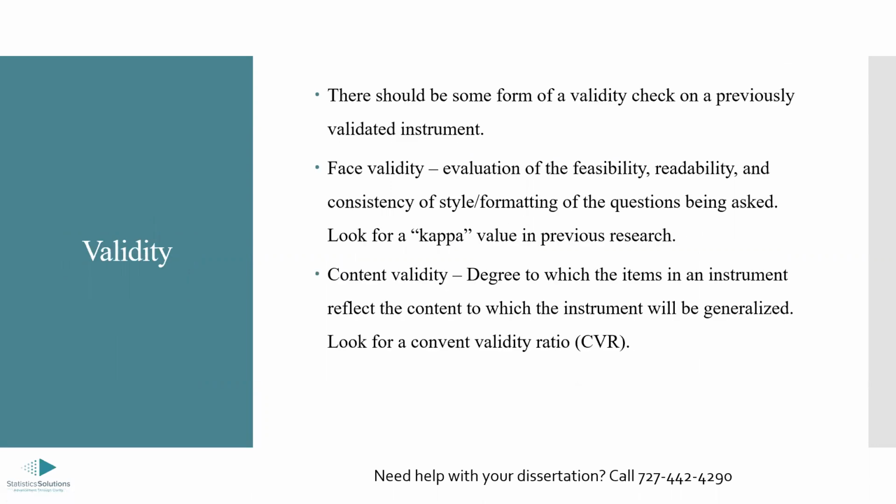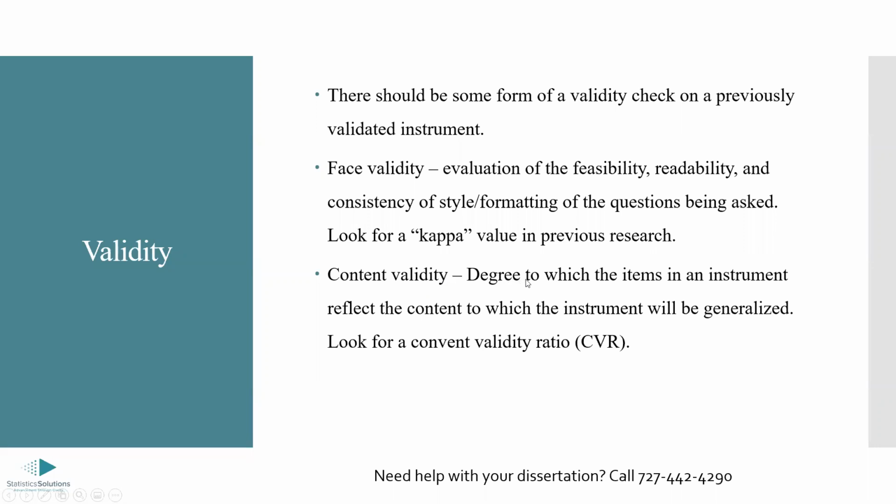When you look for a previously validated instrument, one of the things you want to look for is validity. There are many types of validity. There's base validity, content validity, construct validity. Base validity involves the evaluation of the feasibility, readability, and consistency of the questions that are being asked. When you evaluate base validity, you have to look for a kappa value in previous research. You can often see this in validation articles.